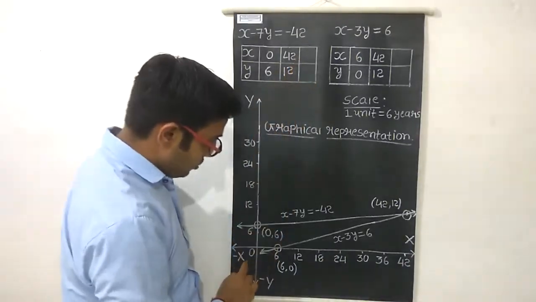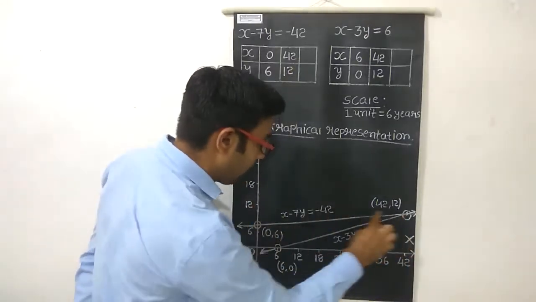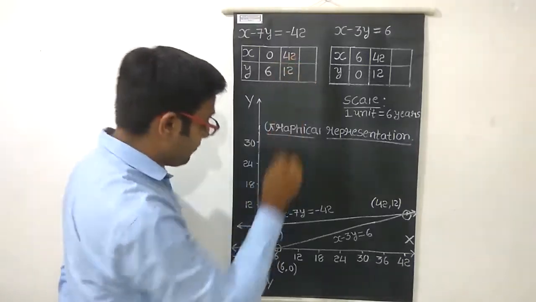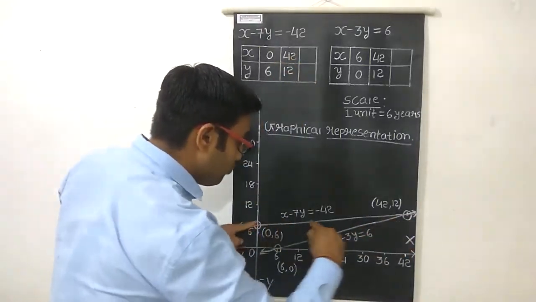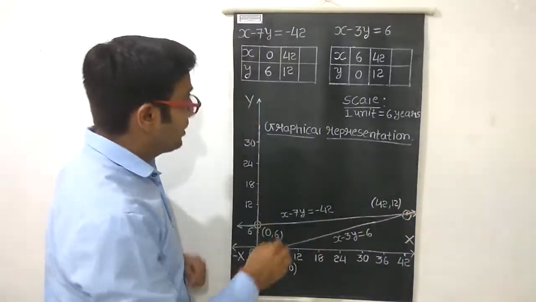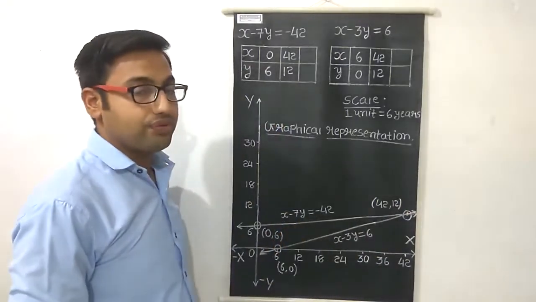Second point is 42, 12. So 42, 12 is here, 42 and 12. Okay. So now join this point 0, 6 and 42, 12. By joining these 2 points, we get a straight line, which is the equation of x minus 7y is equal to minus 42.